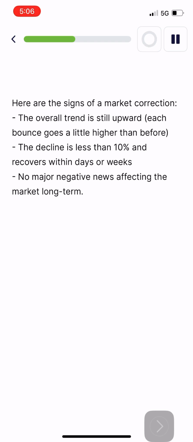Here are the signs of a market correction. The overall trend is still upward. Each bounce goes a little higher than before. The decline is less than 10% and recovers within days or weeks. No major negative news affecting the market long term.